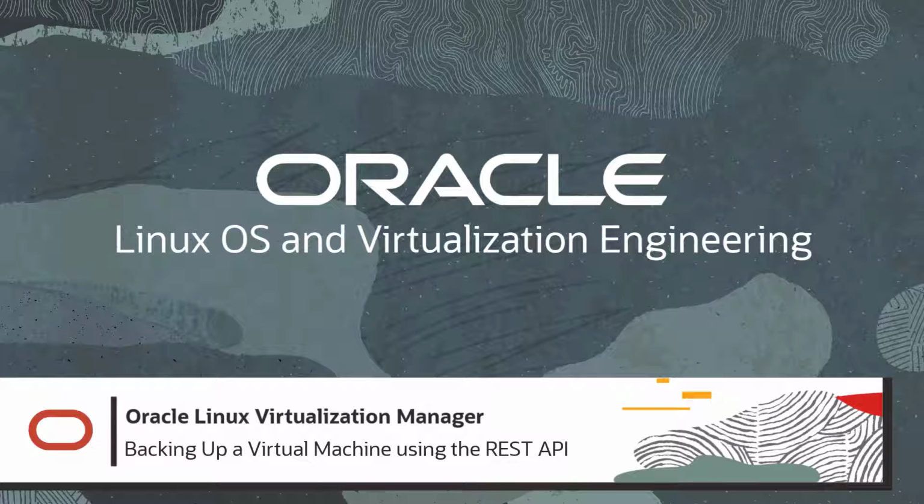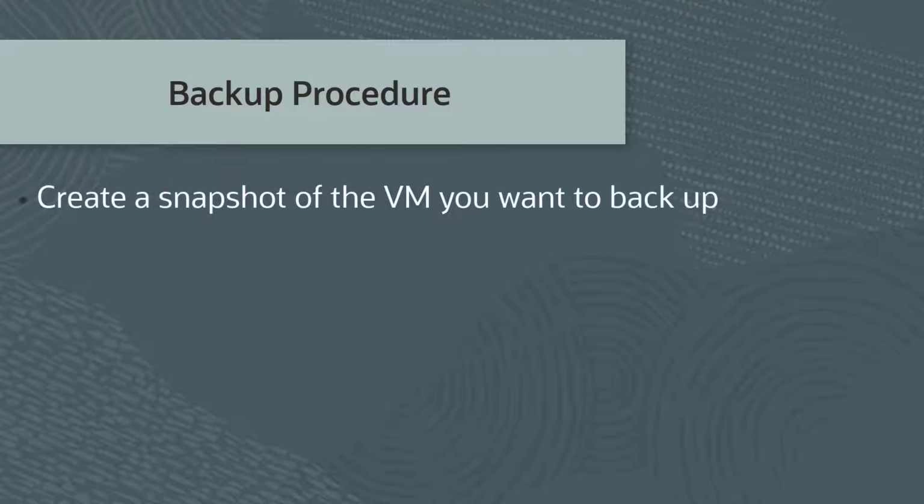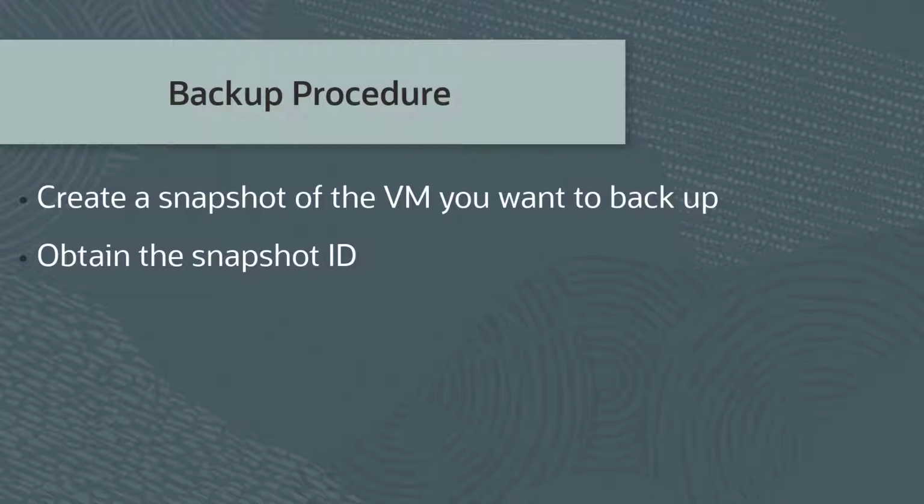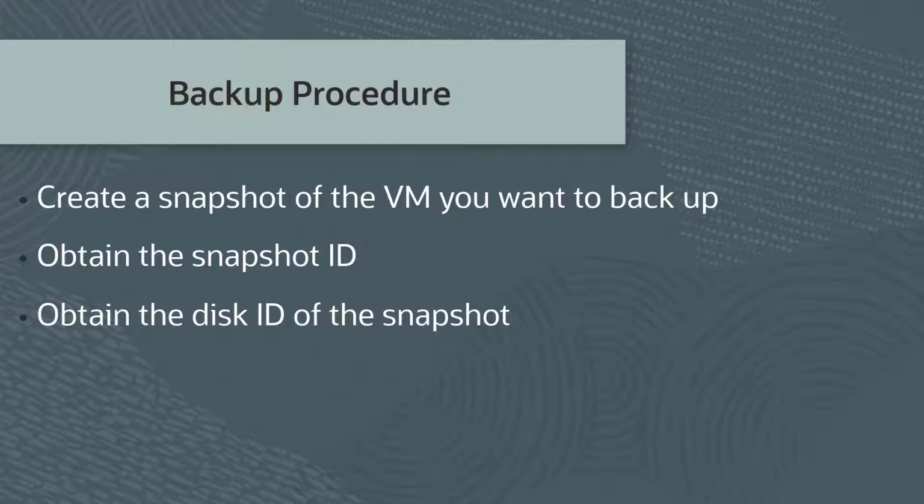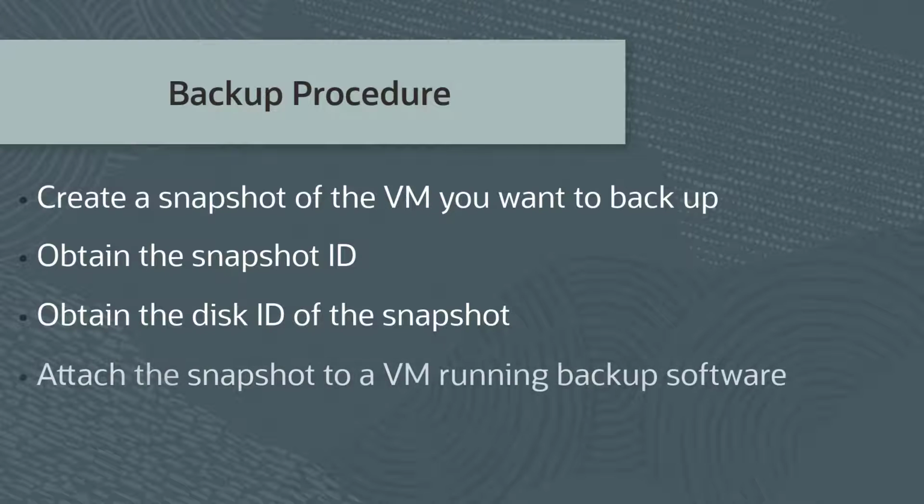In this video, I'll show you how to back up an Oracle Linux Virtualization Manager virtual machine by using the REST API. The backup procedure consists of creating a snapshot of the virtual machine you want to back up, getting the snapshot ID, which is used in subsequent steps, getting the disk ID of the snapshot, which is also used in a subsequent step, and attaching the snapshot to a backup virtual machine as an active disk attachment.